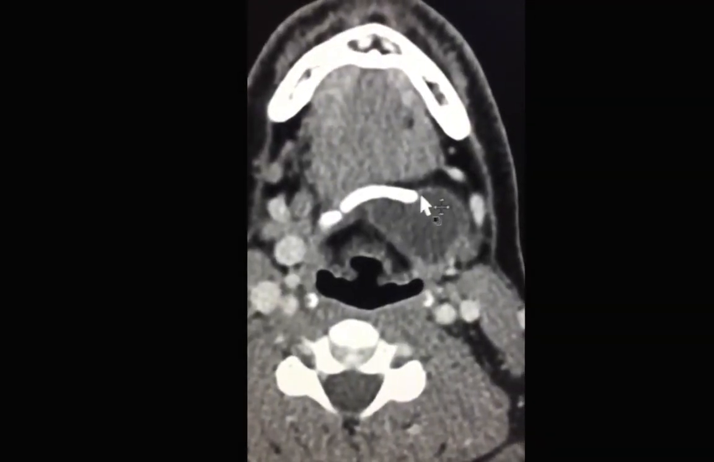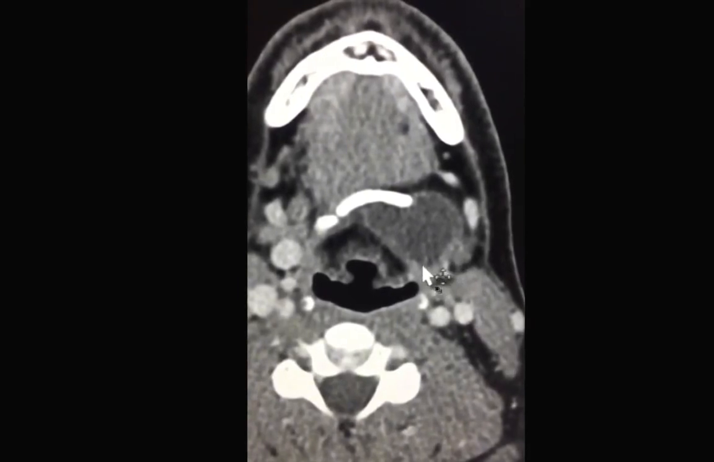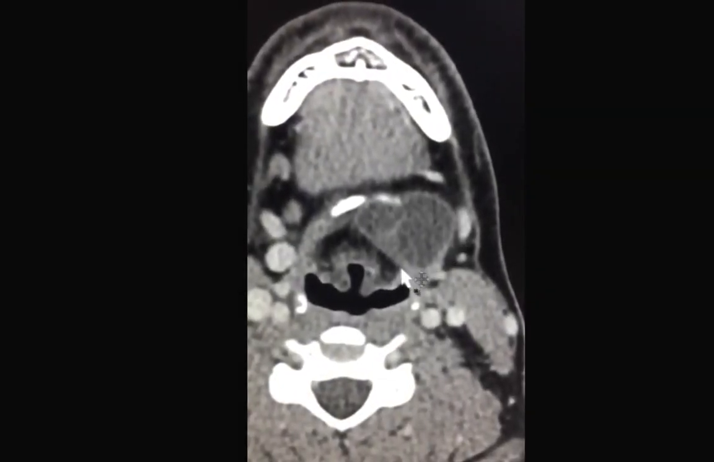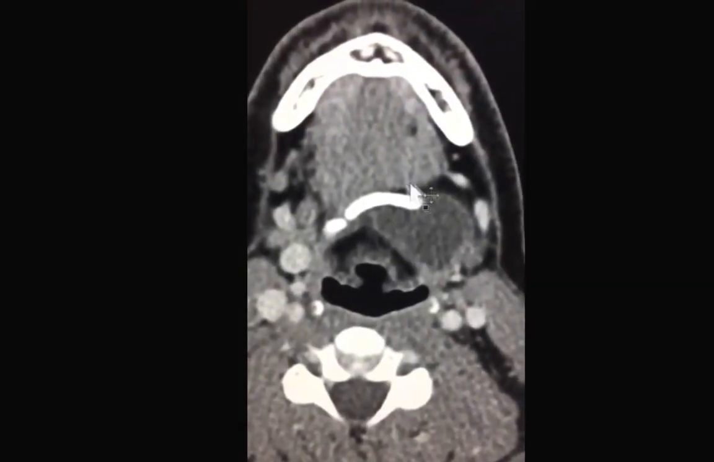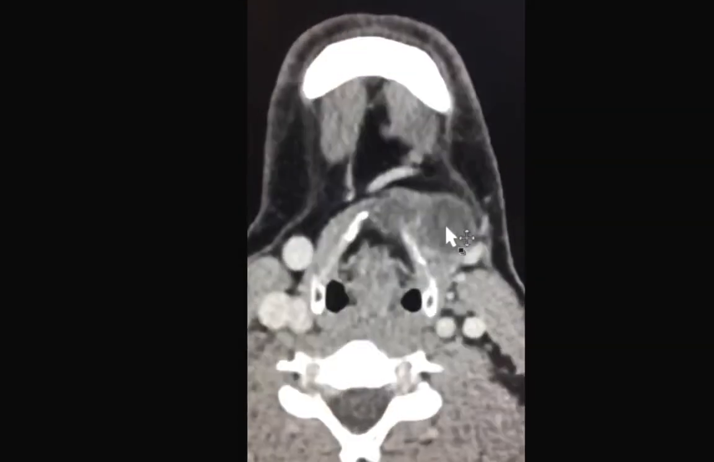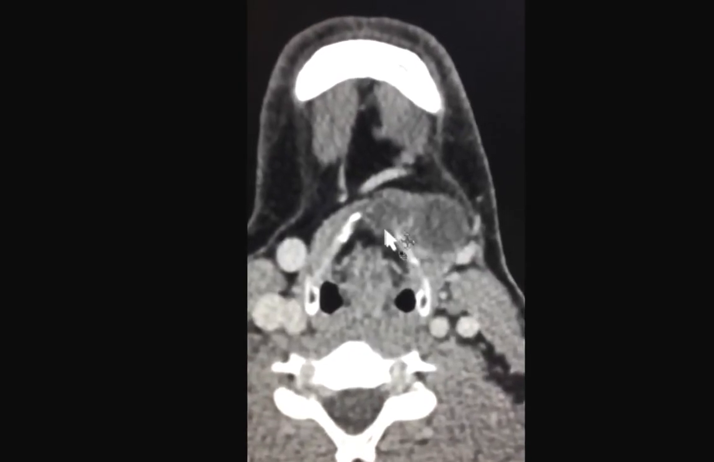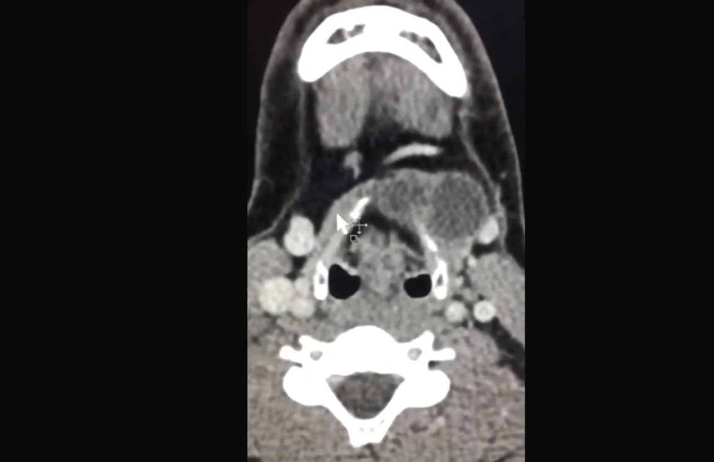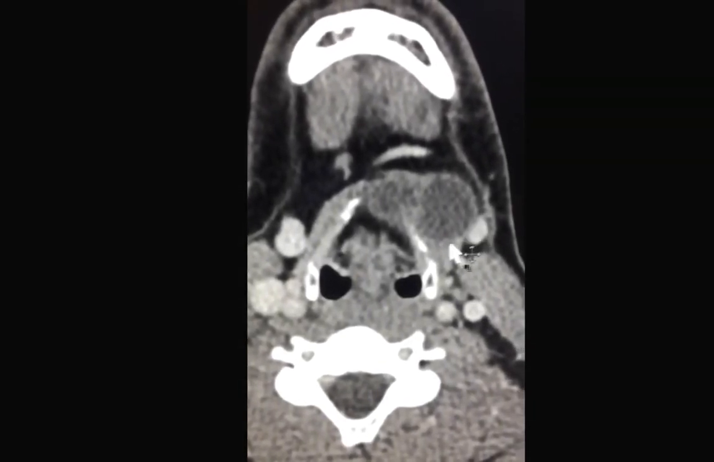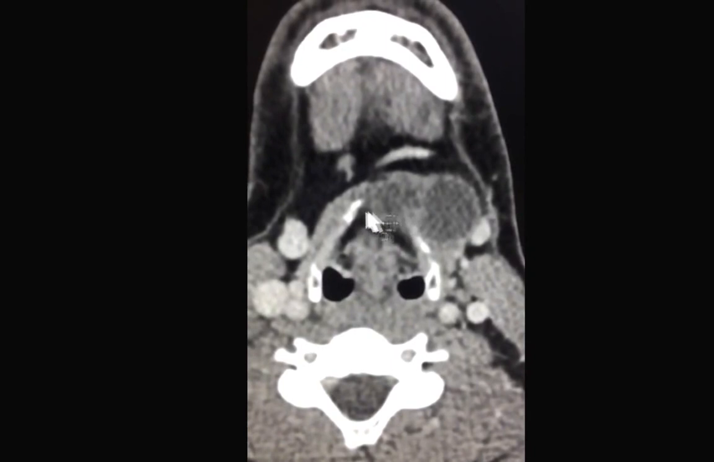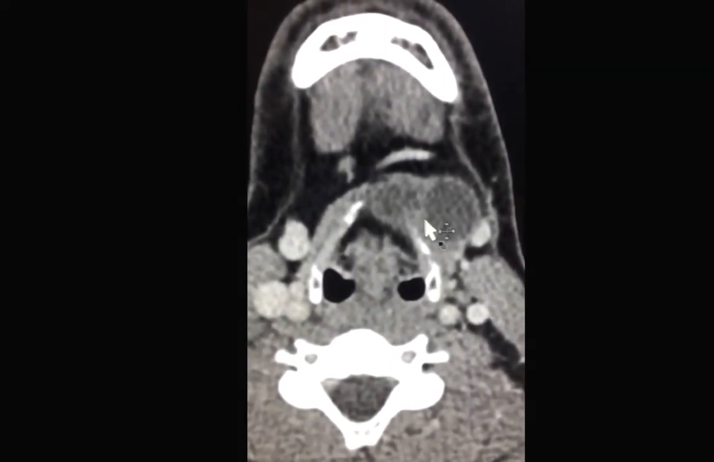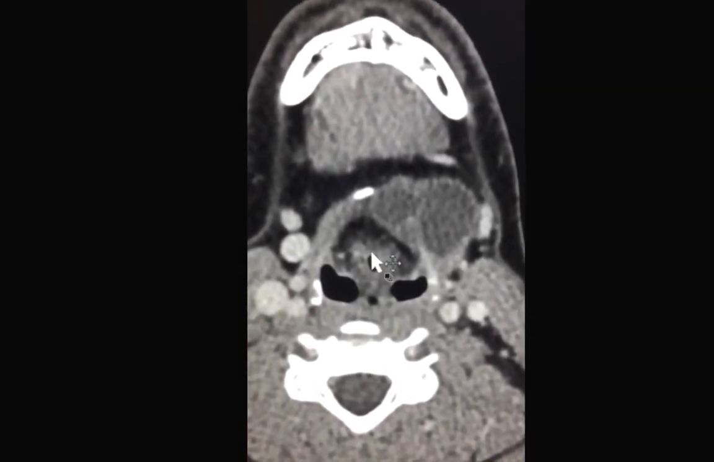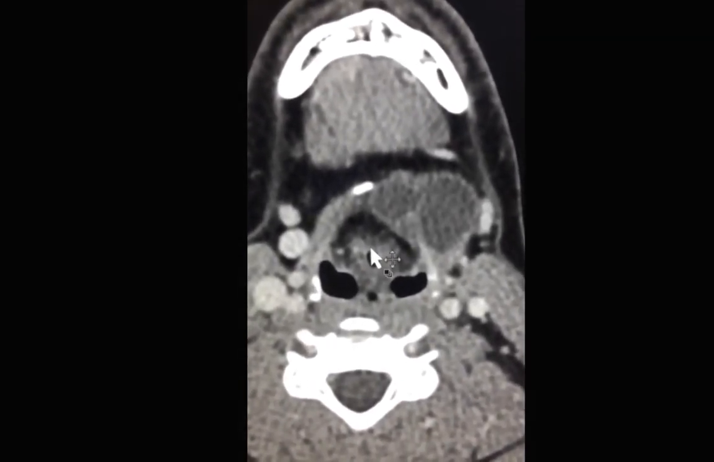There is this hypodense lesion that has a thin rim without components of enhancement, in keeping with the cystic abnormality. The abnormality is at the level of the hyoid bone and extends below in close relationship to the thyroid cartilage as well. If you compare the normal right side to the abnormal left side, you'll notice that this abnormality is actually embedded within the strap muscles. This overall description is consistent with the diagnosis of a thyroglossal duct cyst.